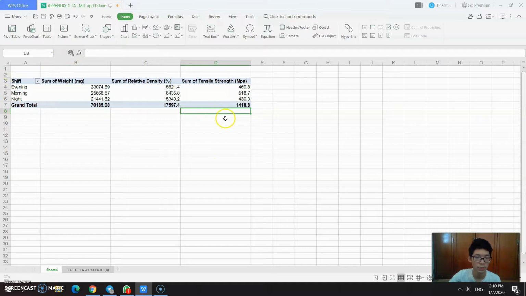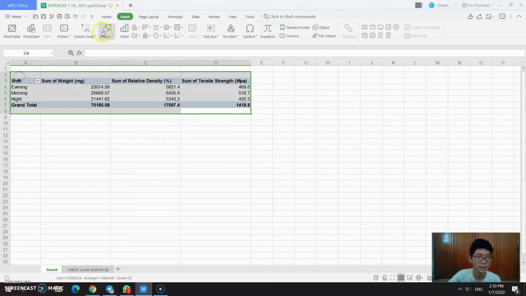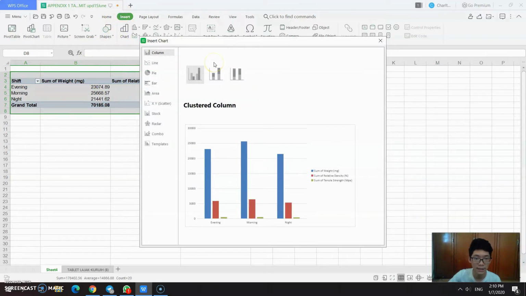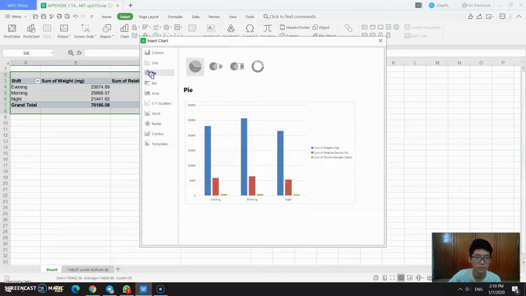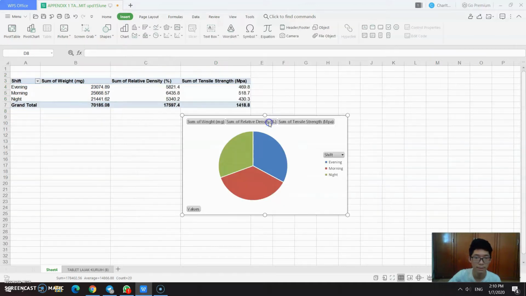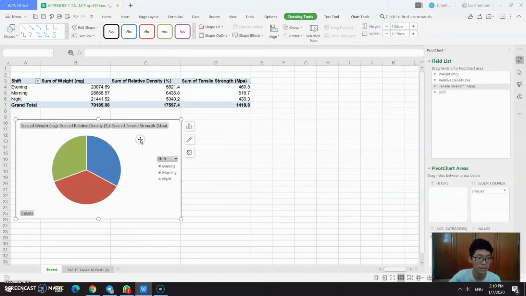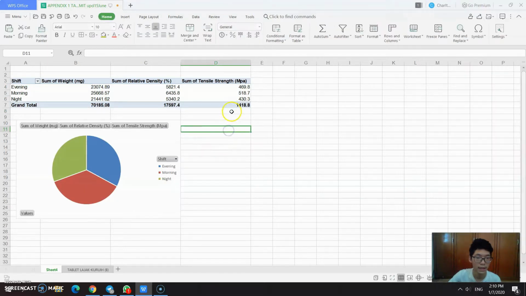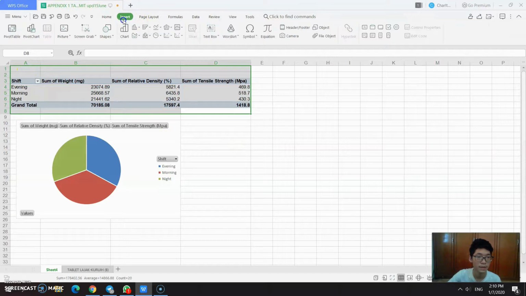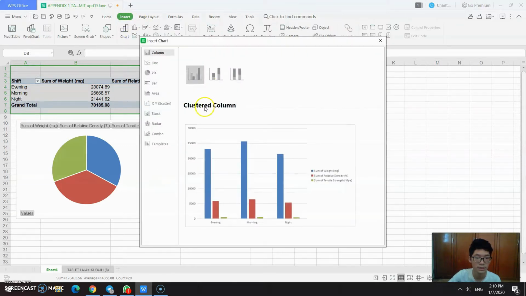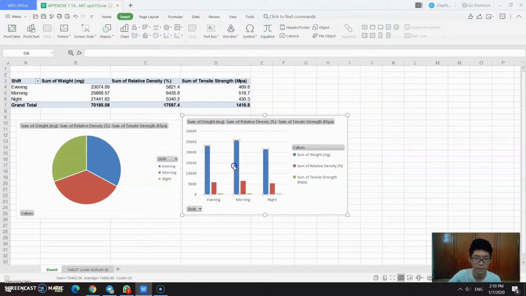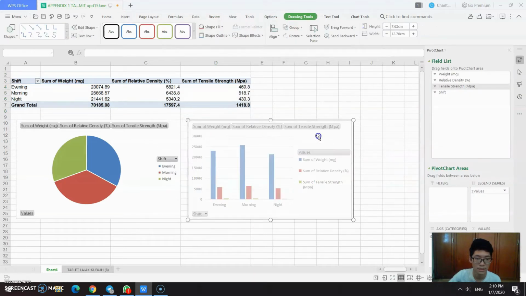So right now we have to make the graph. We have to highlight everything, insert, chart. In our group we use a pie chart and also a clustered column. So first we go to pie chart, click the pie chart, and there we have it for the pie chart graph. And then we highlight again, insert, chart for clustered column. So this is our clustered column graph.